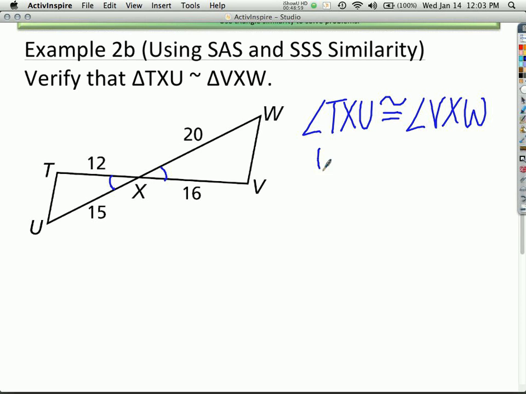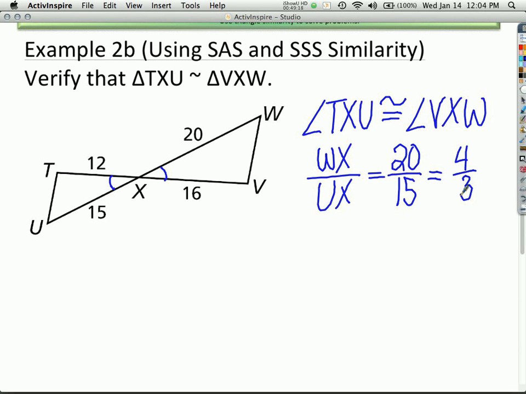Okay, so now we've got WX and UX. And so let's see what that ratio is. We've got 20 over 15. What does that simplify to when you simplify it? Kadir? 4 over 3.